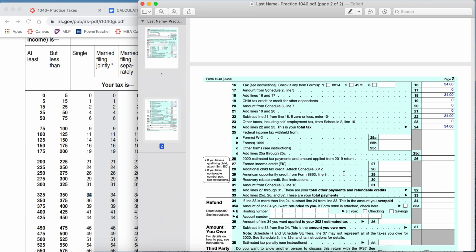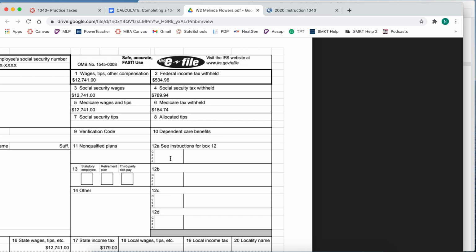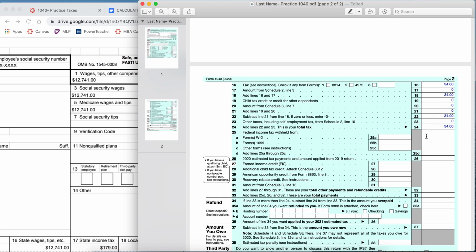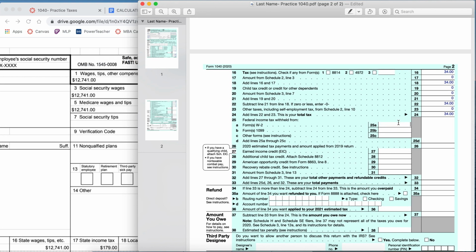And then now for the last time, we're going to go back to our W-2 to answer part 25. So we are going to look, we saw our wages tips, we're going to look at our federal income tax withheld. So throughout the year, Melinda withheld $534.96. So I'm going to carry that number from box 2 over to line 25A. And again, that was $534.96. We do not have any other types of forms like those. So then we add this column up and we have $534.96.